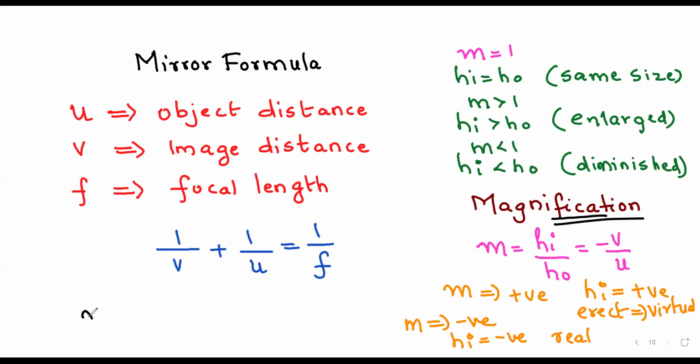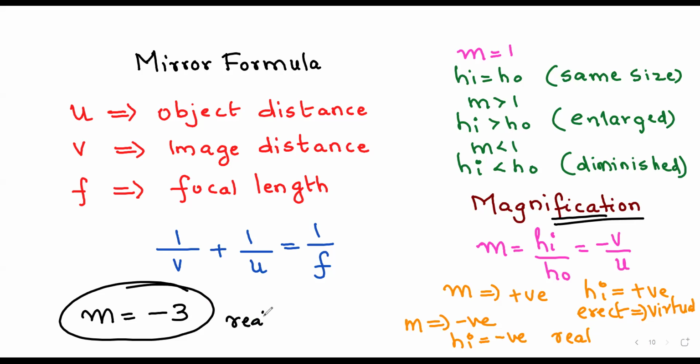For example, if I'm getting magnification equal to minus 3, what does it mean? Minus means you get a real image. The value is 3, which means it is an enlarged image because 3 is greater than 1. Understood? Always remember, children, the negative sign gives the nature of the image, not the size. The value gives whether it is enlarged or diminished.